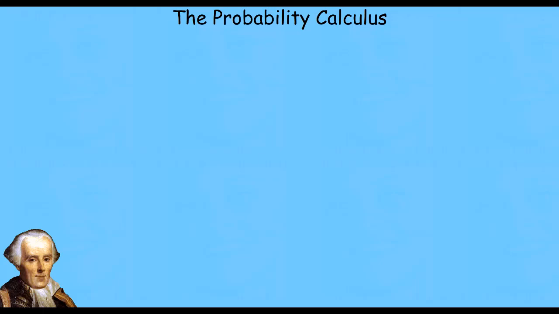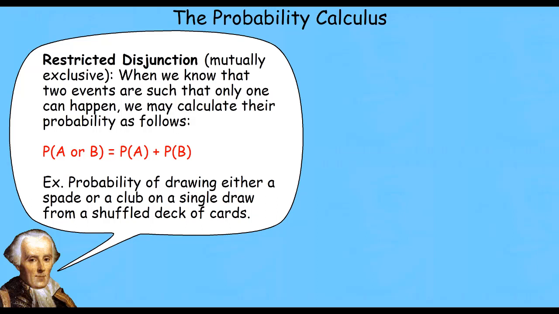Turning to disjunction, we again have two rules. We have a restricted disjunction rule, which we can use whenever that restriction, that limitation holds, namely that the two events are mutually exclusive. So it's like exclusive or exclusive disjunction. What's the probability of one being true or the other being true when they both can't be true at the same time? So when we know the two events are such that only one of them can happen, we can calculate the probability of disjunction using our restricted disjunction rule.